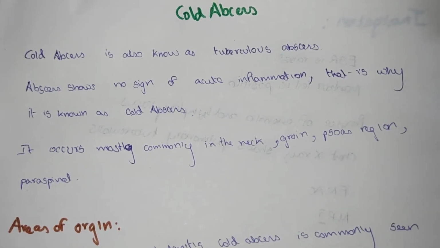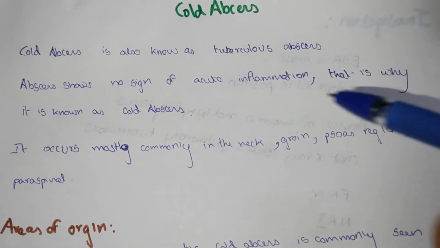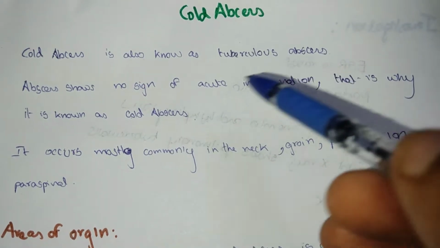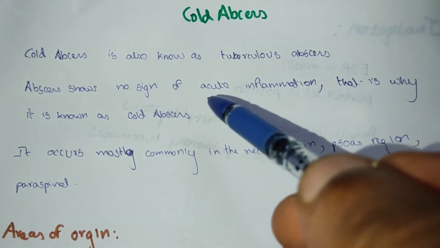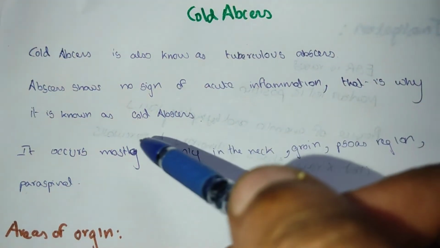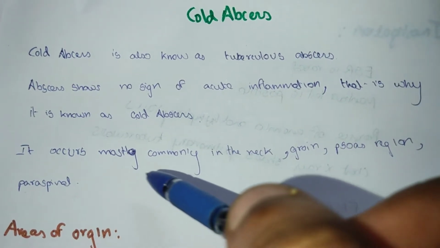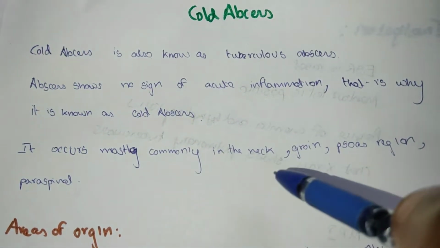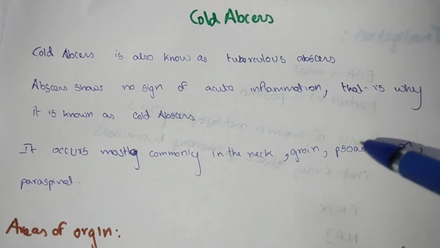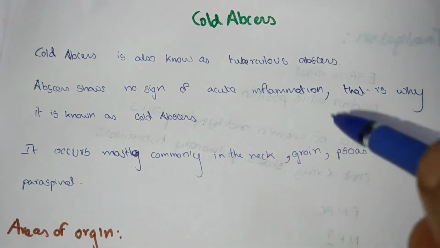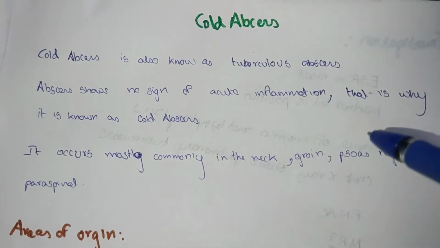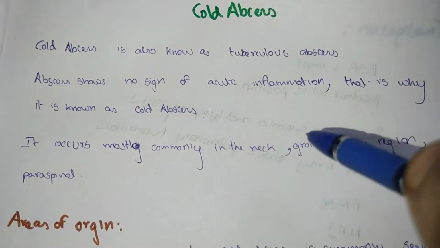In this video, we are going to see about cold abscess. Cold abscess is also known as tuberculosis abscess. The abscess shows no sign of acute inflammation, that is why it is known as cold abscess. It occurs most commonly in the neck, groin as well as the psoas region.